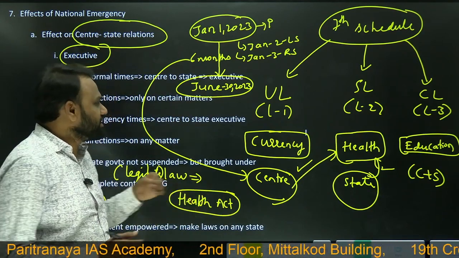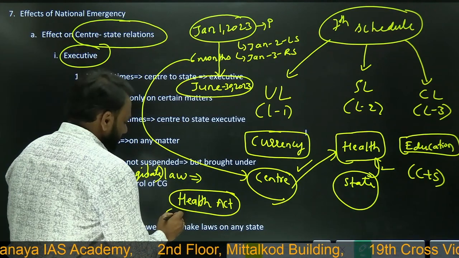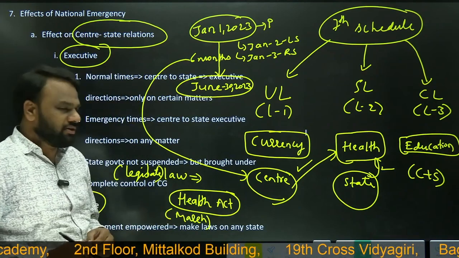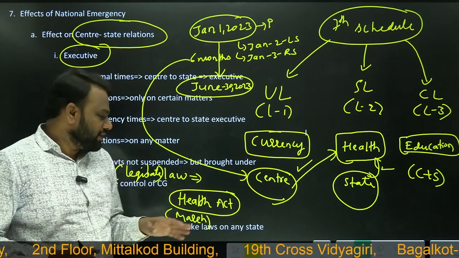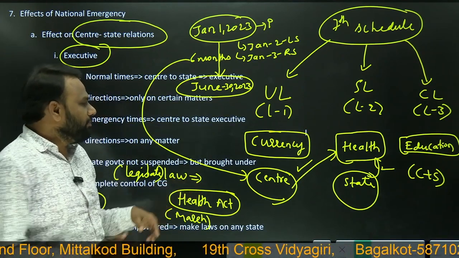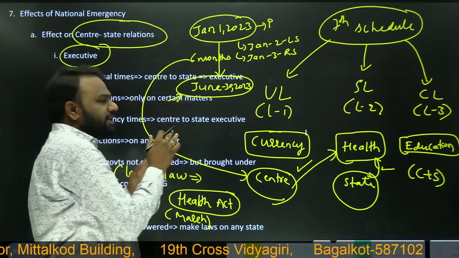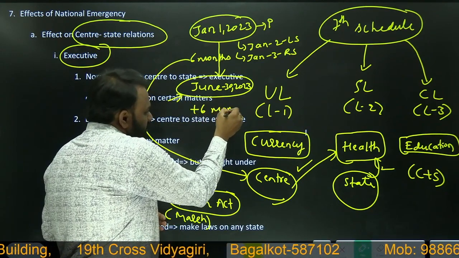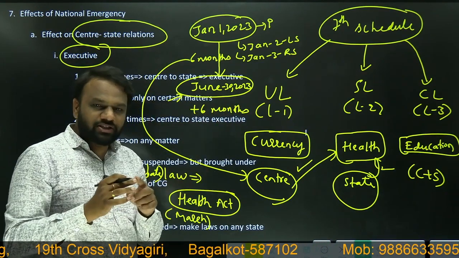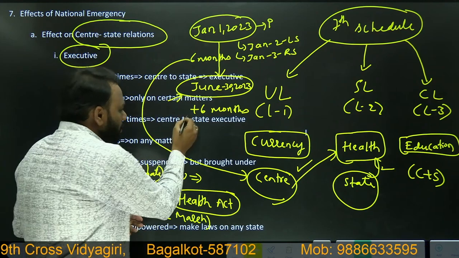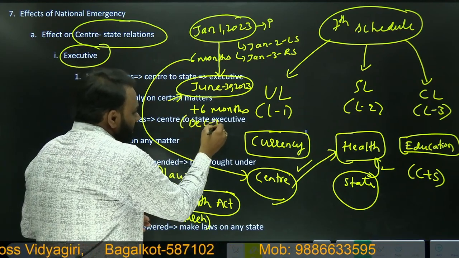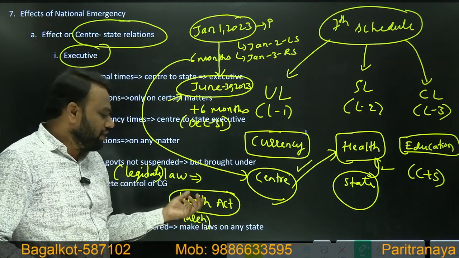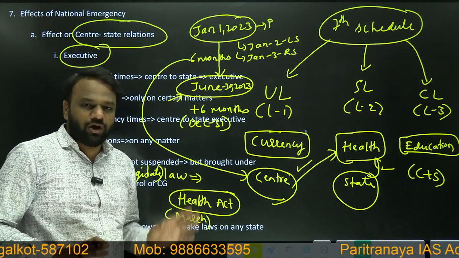Let us assume it has been brought in the month of March. So how long will it remain in force? This law will remain in force from the last date of emergency, that is June 30, 2023, plus 6 months. So July, August, September, October, November, December. So on December 31, automatically this law ceases to exist. This law starts operating.